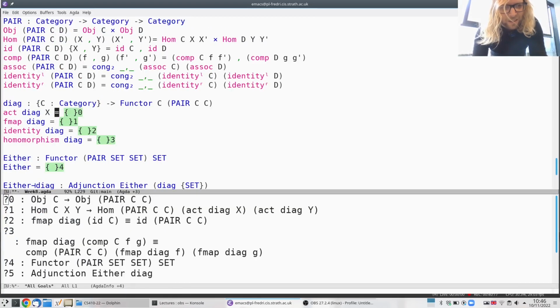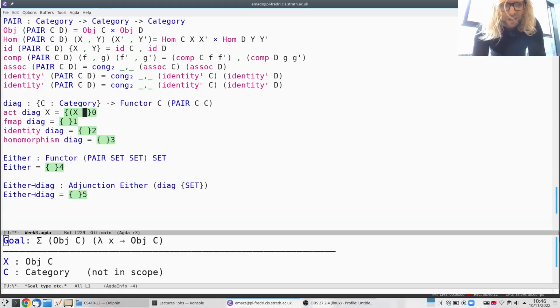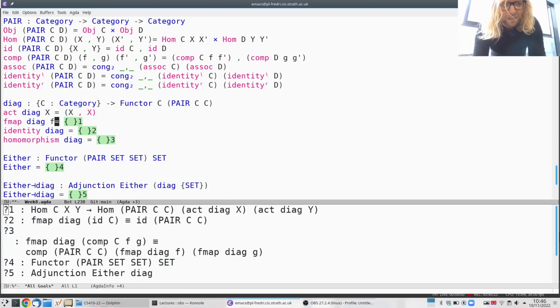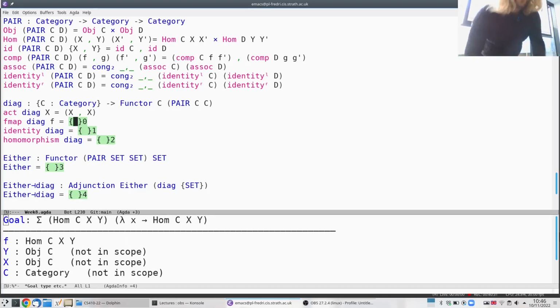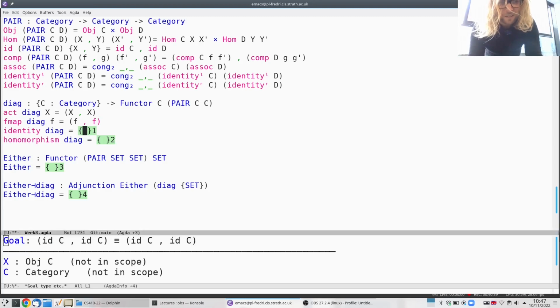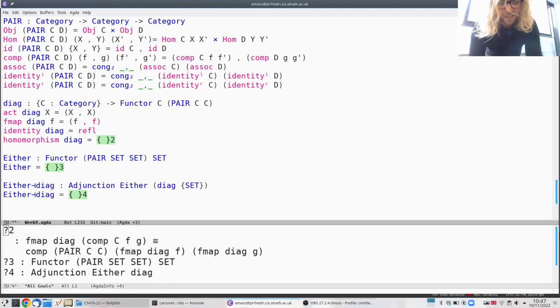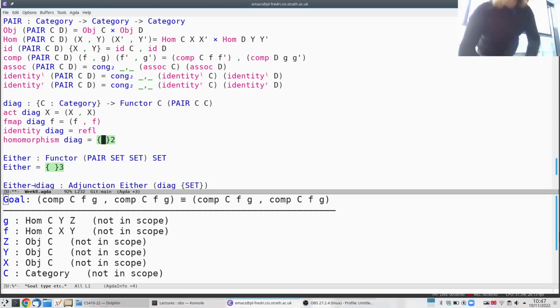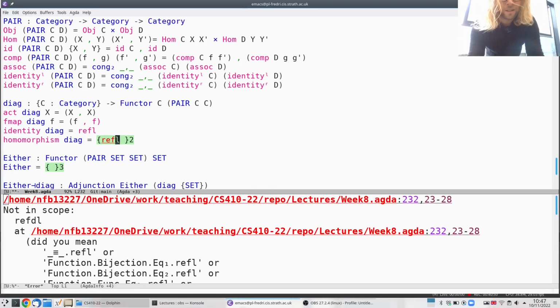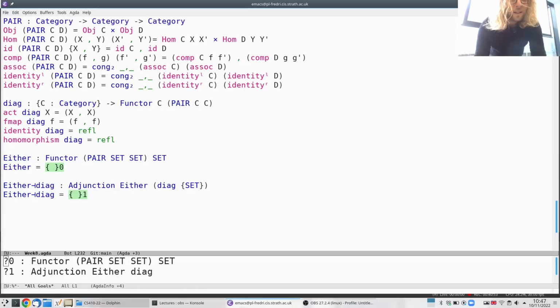So let's see if I can do this. I said that I get an object x. I have to make a pair of objects. I'm going to say x comma x. If I get a function f, then now I need a pair of morphisms from (x, y) to (x, y), so I'm going to duplicate my f again. And this is going to preserve identities, and it's going to preserve composition, because it's just doing things in each component, right?